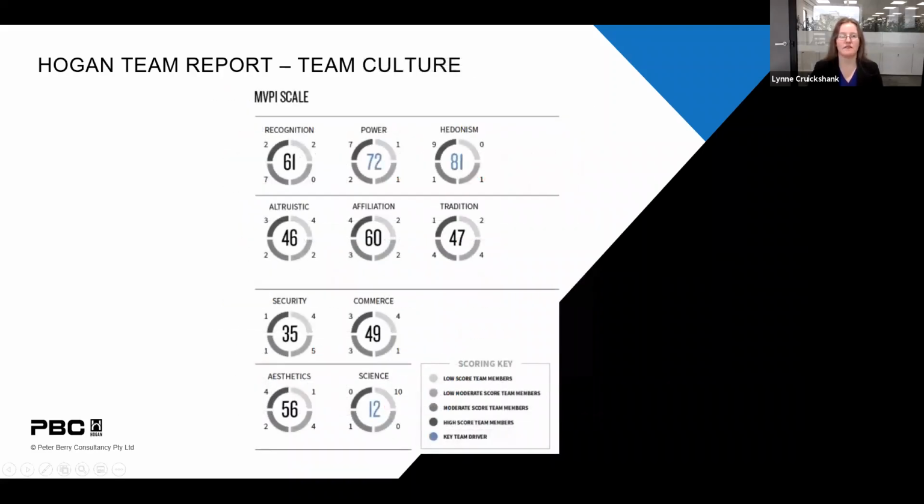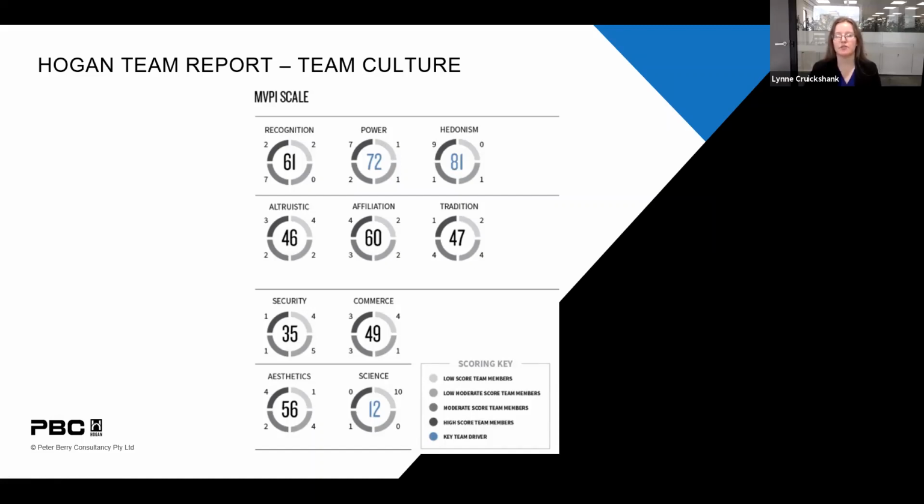And then the final part of the report looks at team culture. So this is the part of the report based on the MVPI. So again, the numbers in the circle represent the average percentile for the team. The numbers on the outside represent the proportion of the team who scored in that particular quartile. So for example, for this particular report, 7 scored in the top quartile when it comes to power.